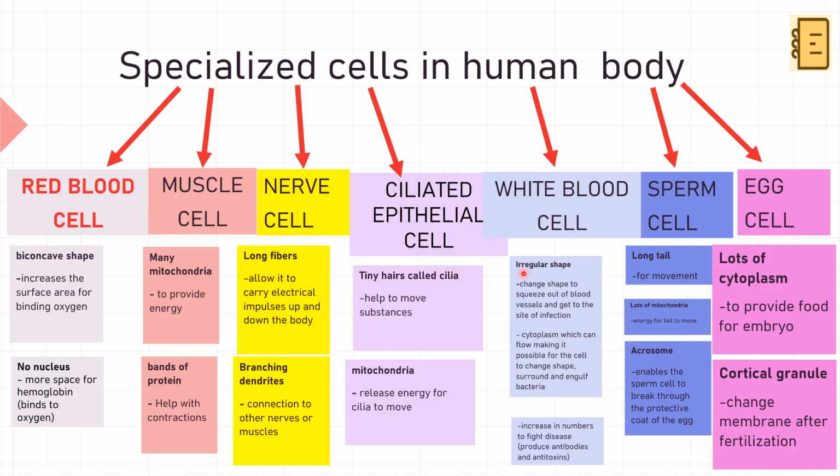So one more time, this is how the egg cell is adapted to perform its specific function of combining with the sperm cell. It needs to have a lot of cytoplasm, because this will provide food for the embryo, and it needs to have cortical granules, which change the membrane after fertilization. One more time, fertilization is when male and female sex cells combine. It is the process in which male and female sex cells combine, and you get a new cell which is called a zygote.